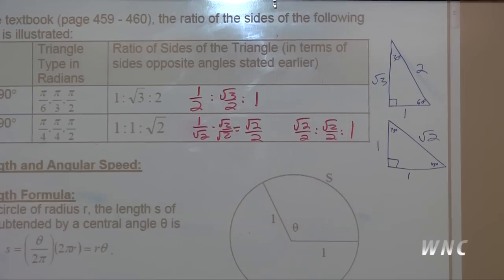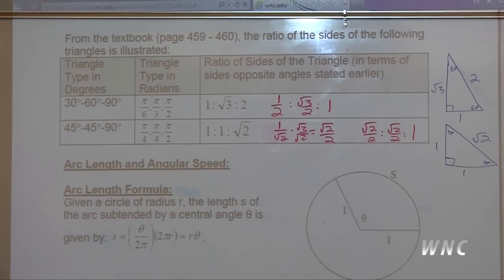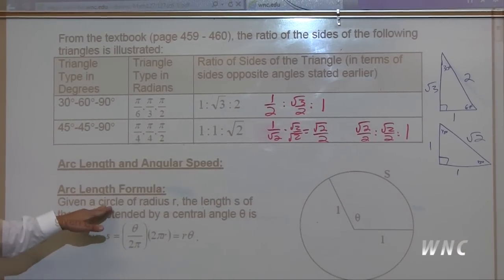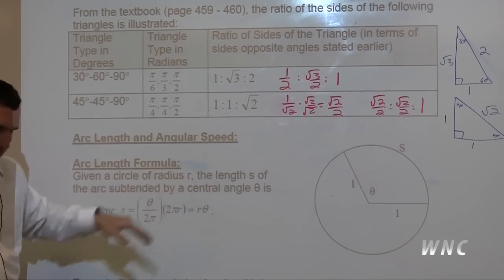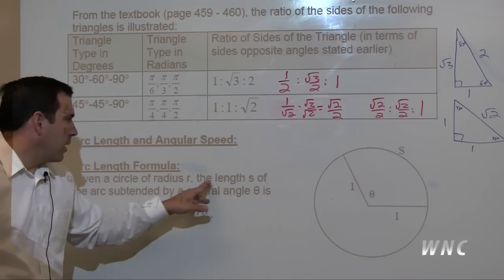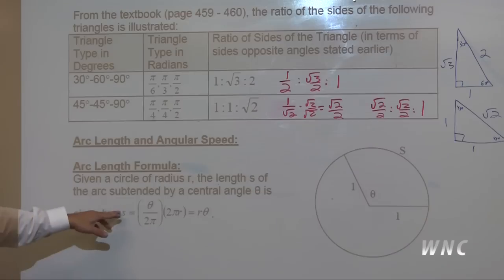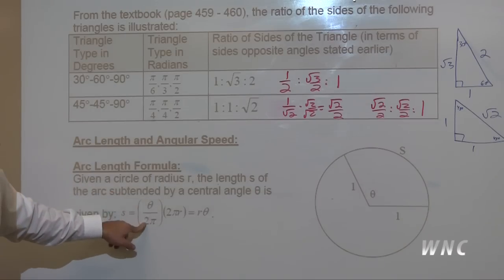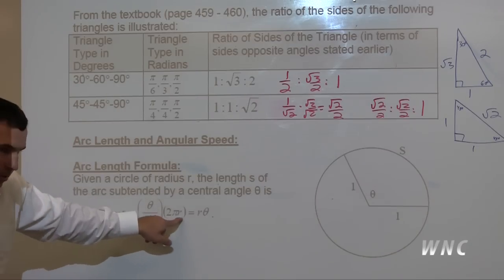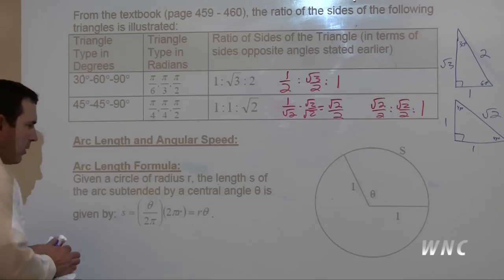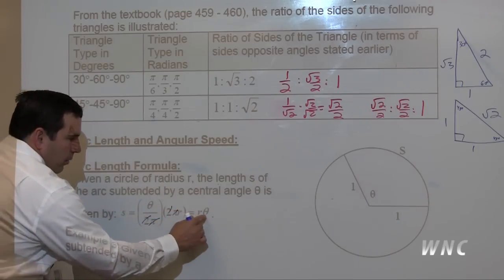Now, our next concept is arc length and angular speed. So, the arc length formula. Given a circle of radius r, so this is not necessarily a unit circle, it could be r, the length s of the arc subtended by a central angle theta is s equals theta over 2 pi times 2 pi r. So this gives us the fraction of the circle we're talking about times the circumference. But if you reduce out the 2 and the pi, you have theta times r, or r theta.